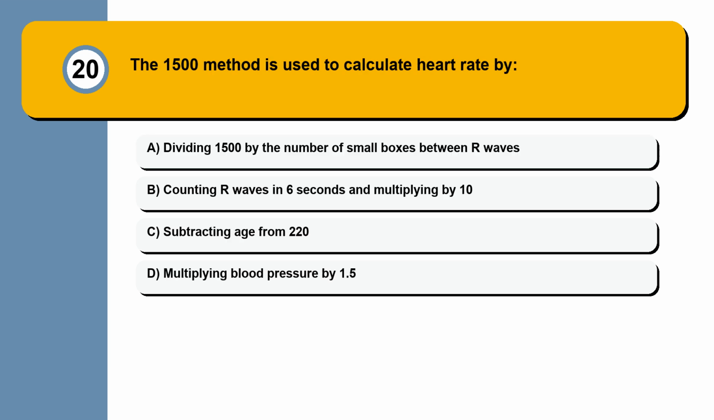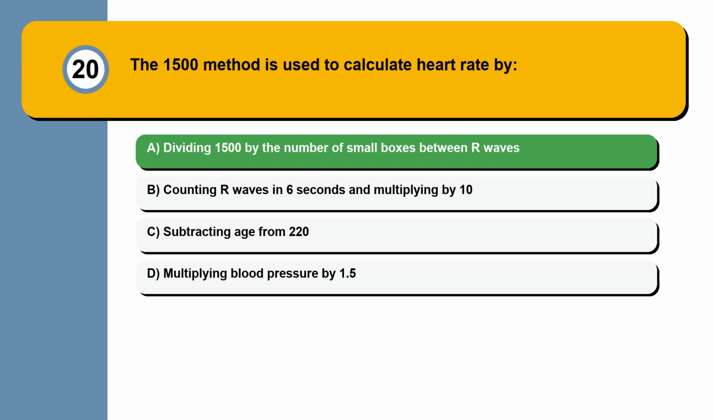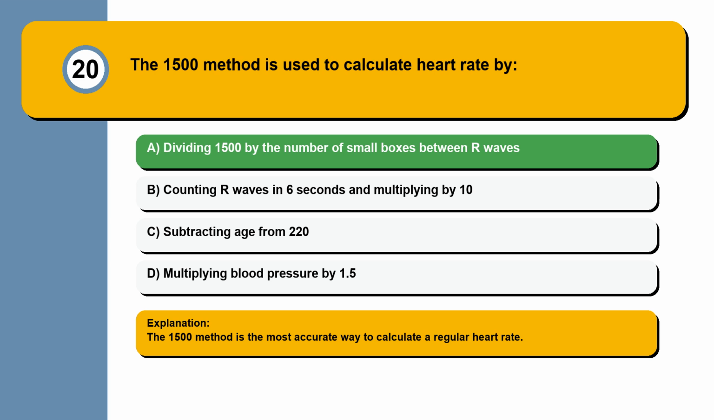Question 20. The 1500 method is used to calculate heart rate by dividing 1500 by the number of small boxes between R waves; counting R waves in 6 seconds and multiplying by 10; subtracting age from 220; multiplying blood pressure by 1.5. The 1500 method is the most accurate way to calculate a regular heart rate.